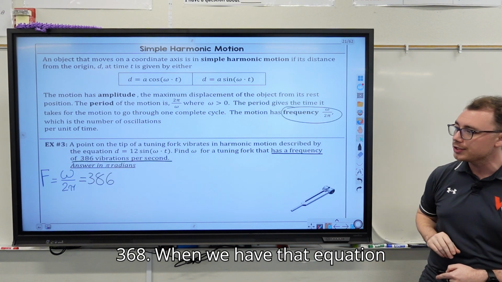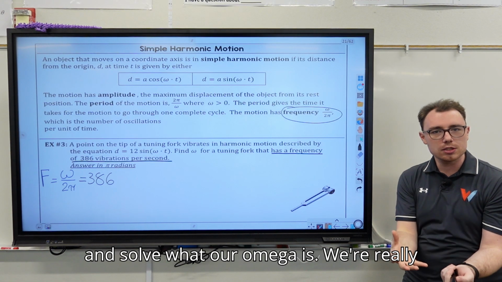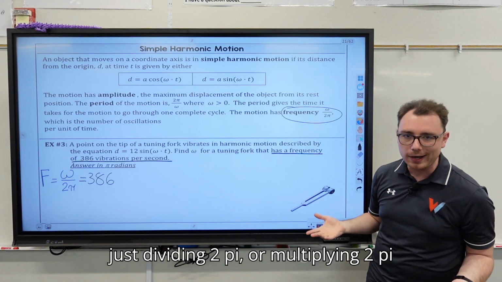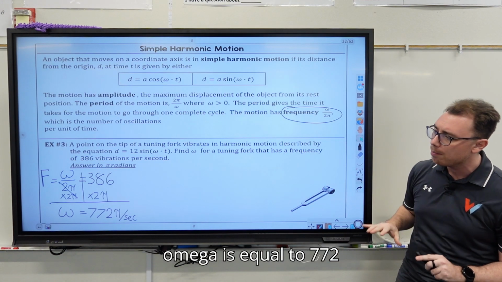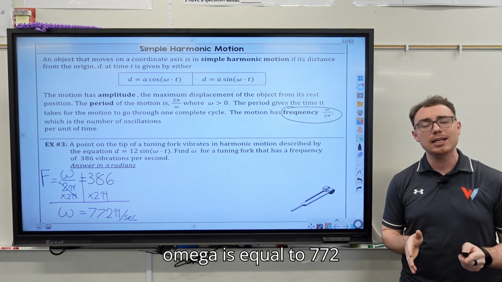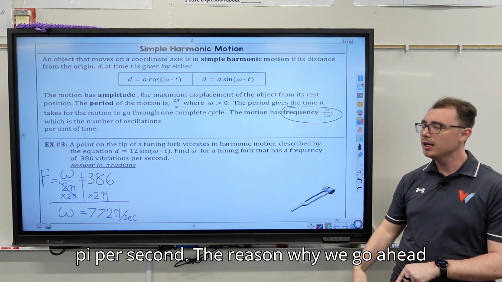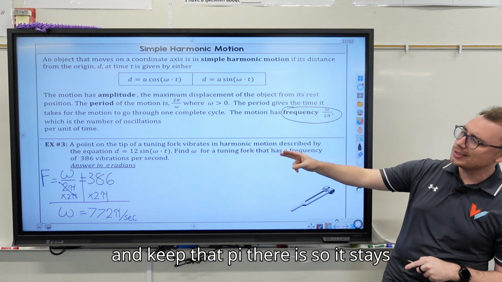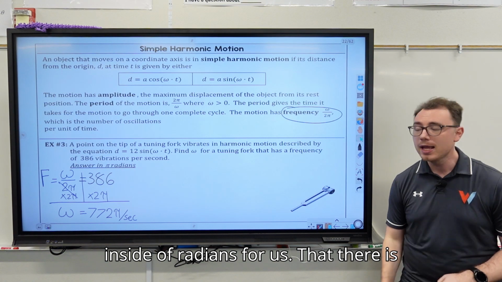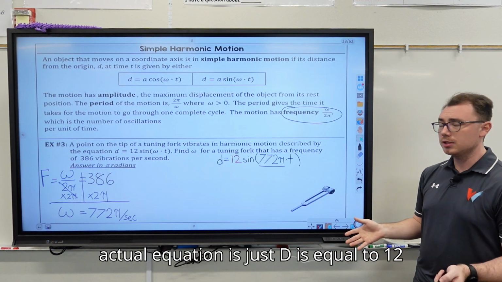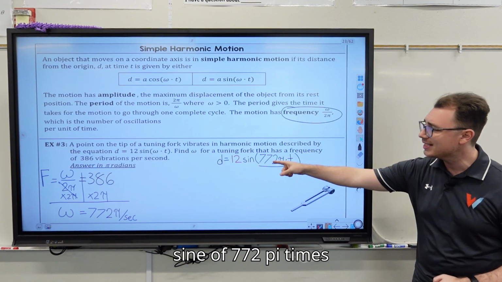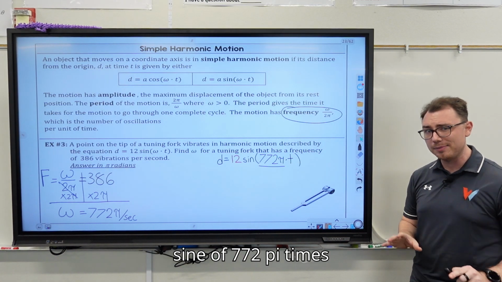When we have that equation there, we're able to manipulate it to solve for omega. We're really just multiplying 2 pi to both sides. And then we end up getting omega is equal to 772 pi per second. The reason we're going to keep that pi there is so it stays in radians for us. That is our answer for this problem, where the actual equation is d is equal to 12 sine of 772 pi times t.